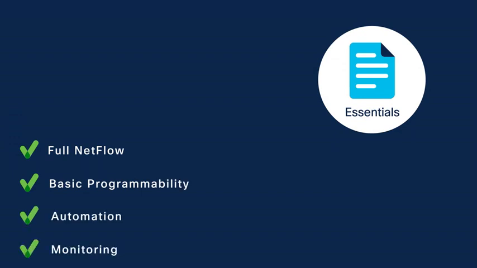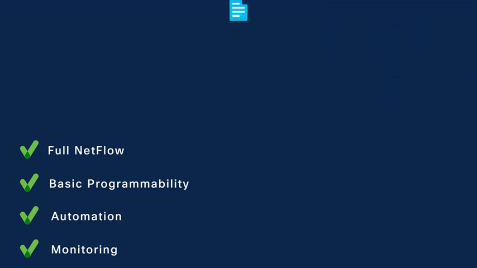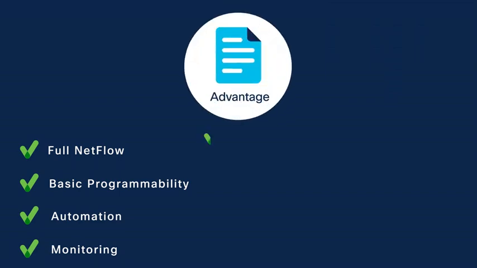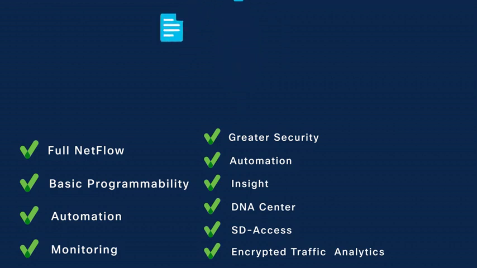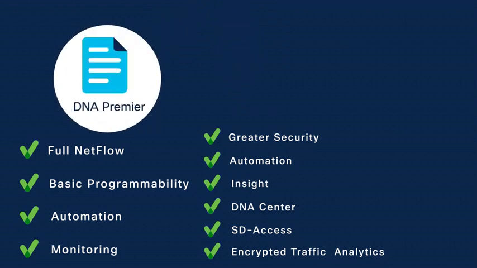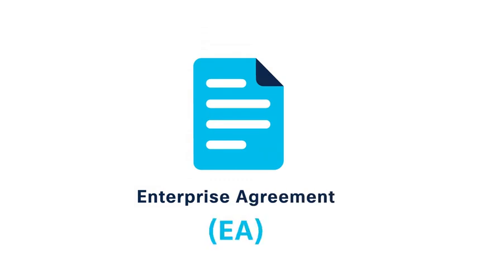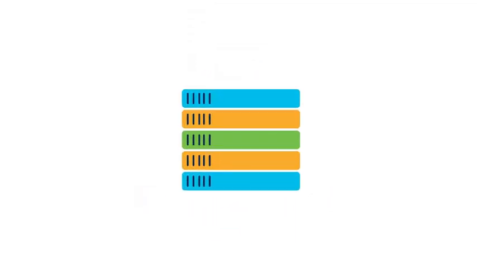However, these switches have been packed with a host of new features provided in the DNA Advantage package that provide greater security, automation and insight. This includes DNA Center, SD Access and advanced security and analytics capabilities such as Encrypted Traffic Analytics or ETA. With DNA Premier, you get DNA Advantage, but adds in ISE and StealthWatch. You can make this DNA software licensing even more straightforward with an enterprise agreement or EA. You know, I'd recommend you always lead with an EA if at all possible. So, back to the switches themselves.